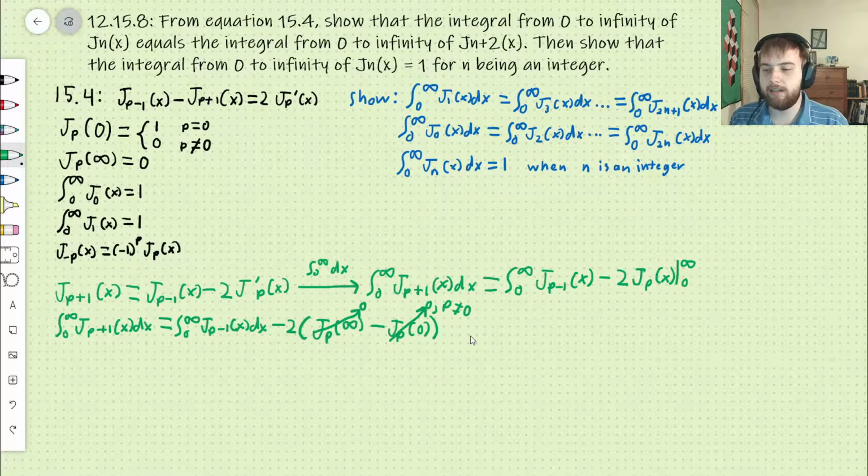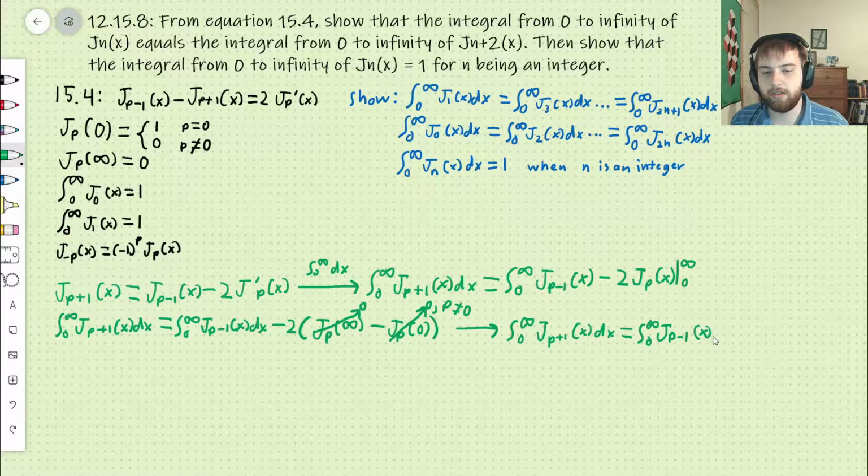So what does this mean? This means that the integral from 0 to infinity of the p plus 1 Bessel function equals the integral from 0 to infinity of the p minus 1 Bessel function, with the stipulation that p does not equal 0.